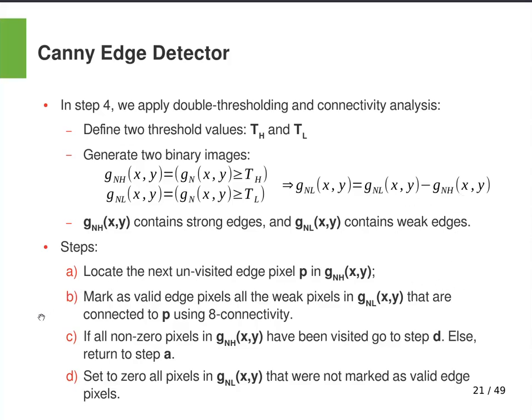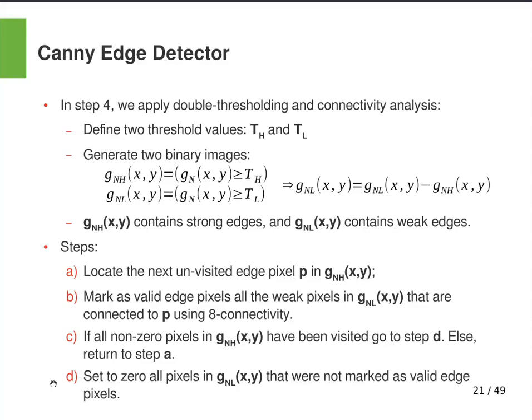So now to do connectivity analysis, we follow this 4-step procedure. A: We locate the next unvisited edge pixel p in gn of h, x and y. B: We mark it as valid edge pixel. C: All the weak pixels in gn of l that are connected to p using 8-point connectivity are also marked valid. If all non-zero pixels in gn of h have been visited, go to step D. Otherwise, you return to step A. D: Finally, set to 0 all pixels in gn of l that were not marked as valid edge pixels.